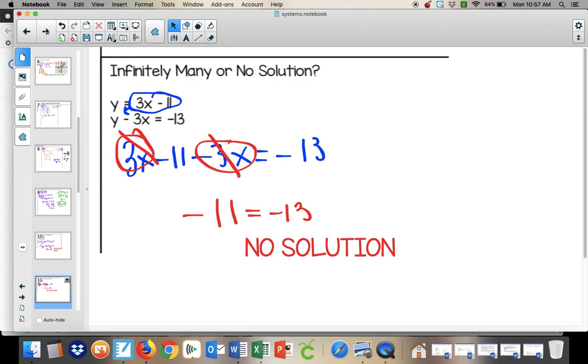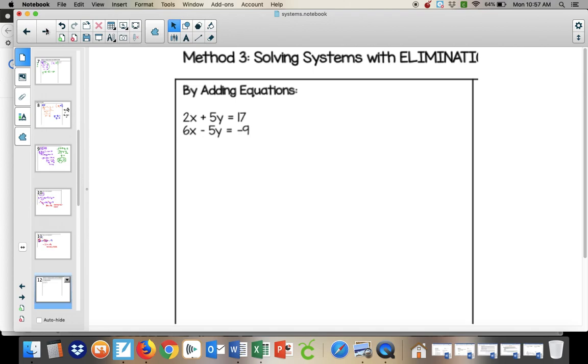All right, we have learned graphing and substitution. Now we are going to work with elimination. Elimination is just what it sounds like. You are eliminating something. So if you can easily cancel out the x or the y without doing a whole bunch of stuff, elimination is pretty easy.